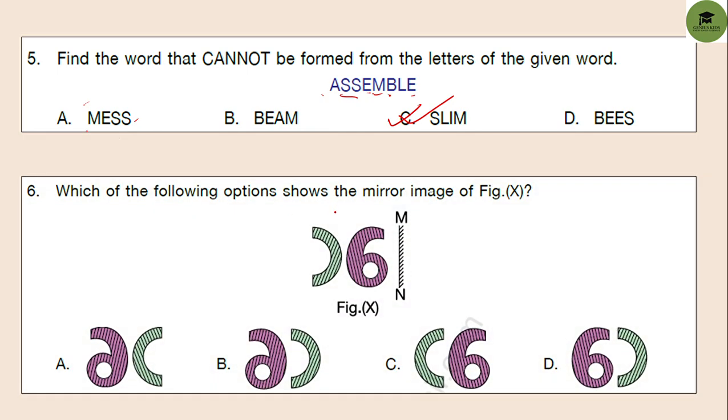Which one of the following options shows the mirror image of figure X? Obviously, if you make a mirror image, it will create this, and what happens is this is the opposite of this. So here if you see, what is the option? It's option A. Okay.